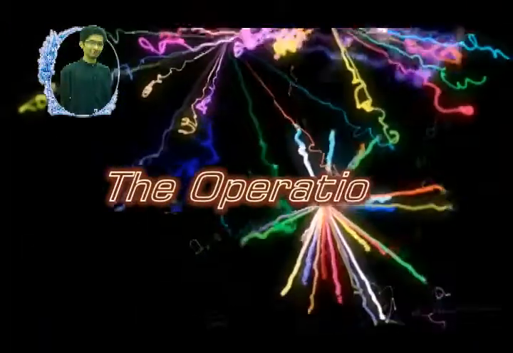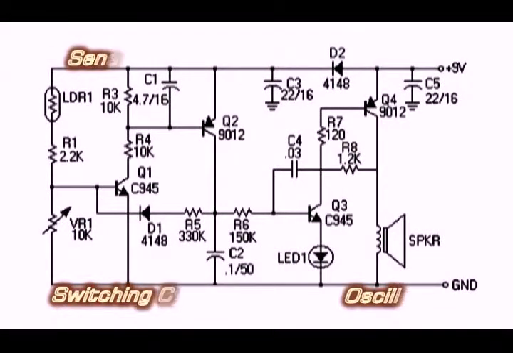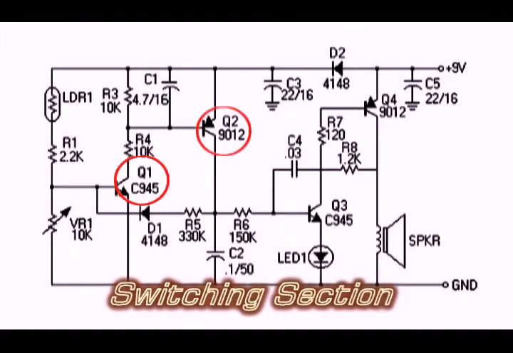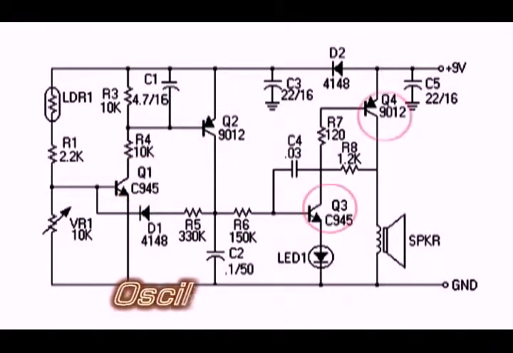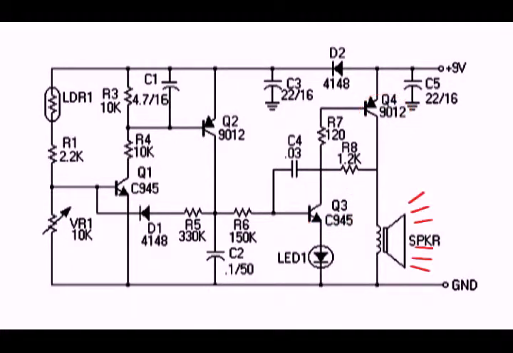Let me explain about the operation of this alarm device. A sensor, switching circuit, and an oscillator comprise the whole circuitry. Q1 and Q2 constitute the switching section, while Q3 and Q4 form an oscillator circuit to produce a sound once triggered.